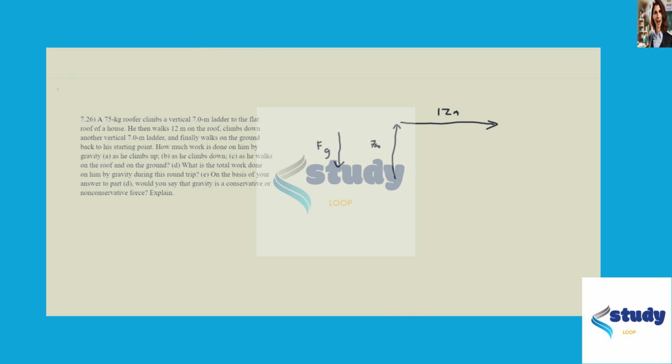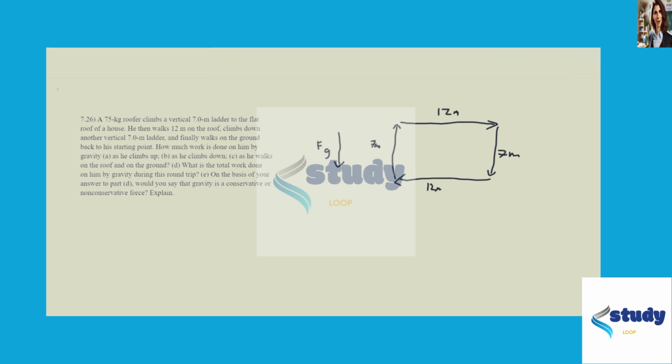Climbs down another vertical 7-meter ladder. Okay, so he goes down 7 meters. Then he finally walks on the ground back to his starting point. So that's another 12 meters. And we're asked various questions.